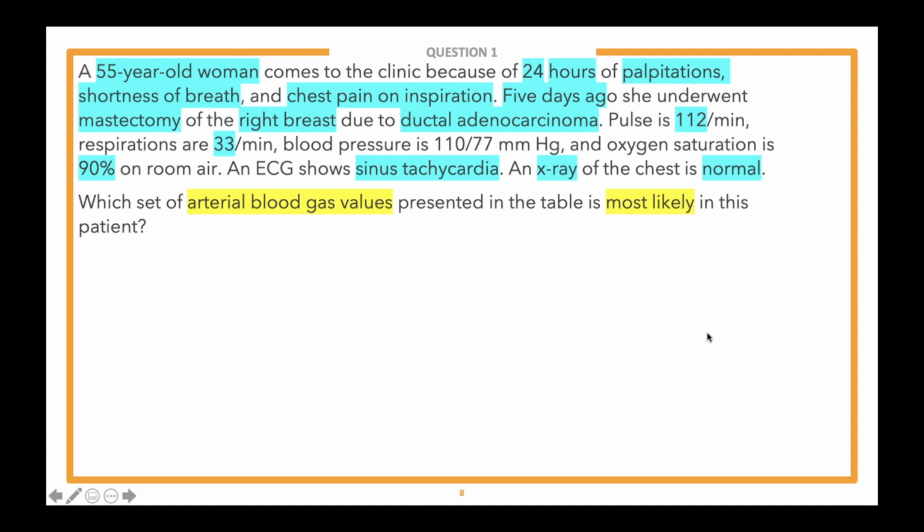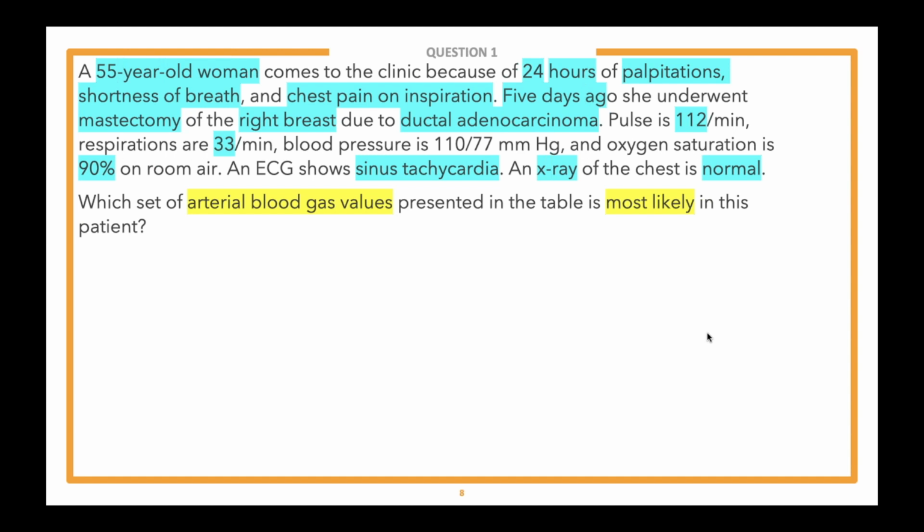Then generally they're going to tell you what they are presenting with. In this case, they're presenting to the clinic because of palpitations and shortness of breath and chest pain on inspiration. So you do want to make note of those presenting signs and symptoms. And then a lot of times, like in this question, they'll tell you about the duration. And in this case, we know it's 24 hours. Usually they like to give you some social history or some additional information relevant to that history of present illness, or HPI as we call it.